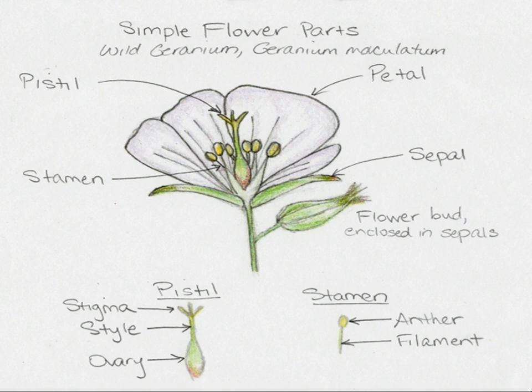Now let us see what are the important parts in common flowering plants. We will categorize it into four different parts. The first one is sepal, the second one is petal, the third one is stamen, which is the male reproductive part, and the fourth one is pistil, which is the female reproductive part. Not all flowers have both male and female reproductive parts, so they are called incomplete flowers. The flowers which have both male and female reproductive parts are called complete flowers.